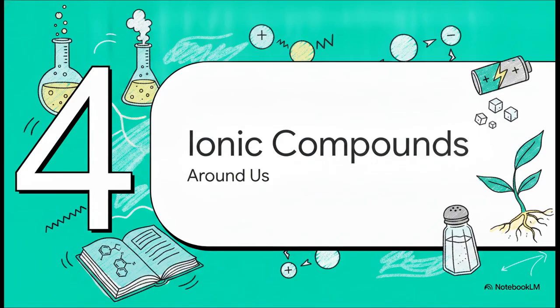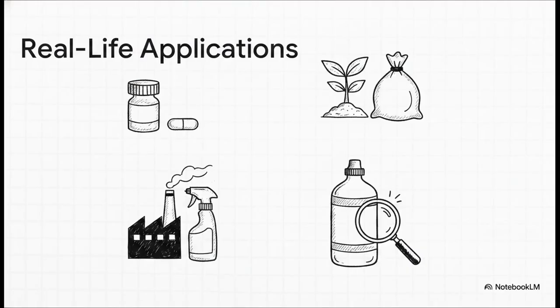Section 4. Ionic compounds around us. So why does all this matter? Well, the reality is these ionic compounds are absolutely everywhere. They literally drive the functions of our daily lives. Think about the health sector. These compounds are the essential body minerals listed right on the back of your daily supplements. In agriculture, they're the key ingredients in fertilizers that grow our food. Industry relies on them heavily for manufacturing, food prep, and creating super effective cleaning supplies.